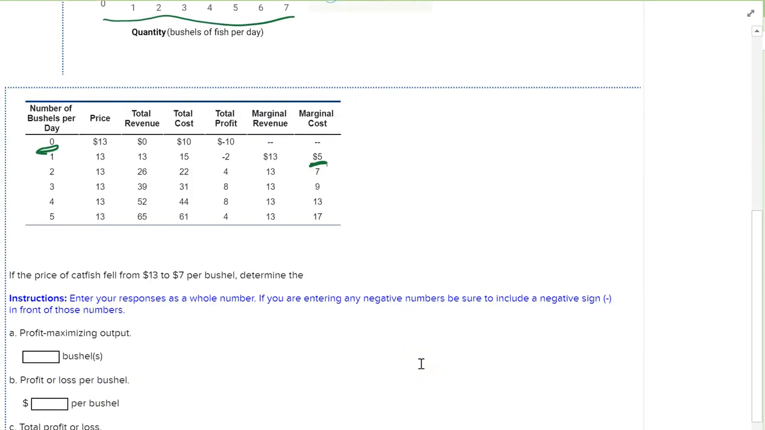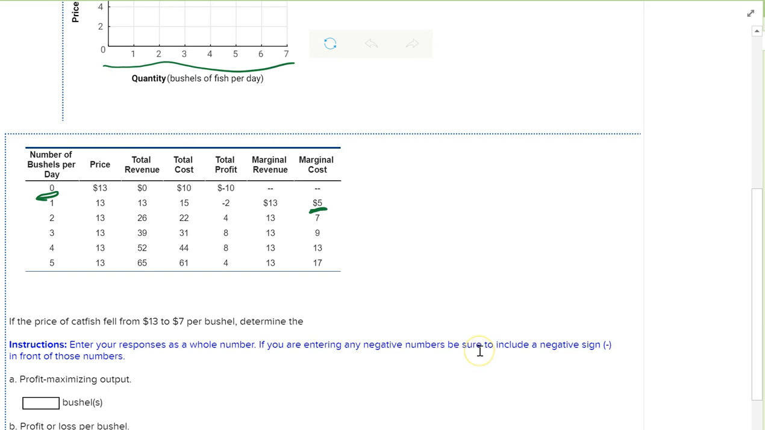The question says, if the price of catfish fell from $13 to $7 per bushel, then what becomes the profit maximizing output, and what is the profit or loss per bushel? So if it goes to $7 per bushel, that's marginal revenue, right? Each bushel sells for $7.